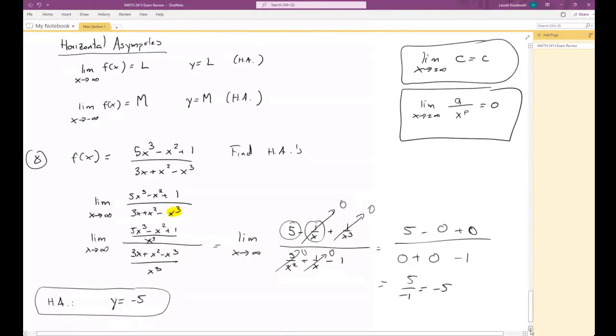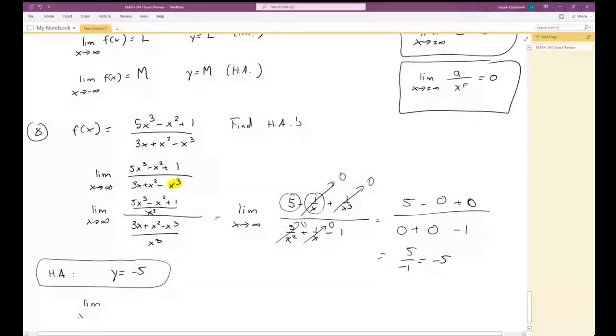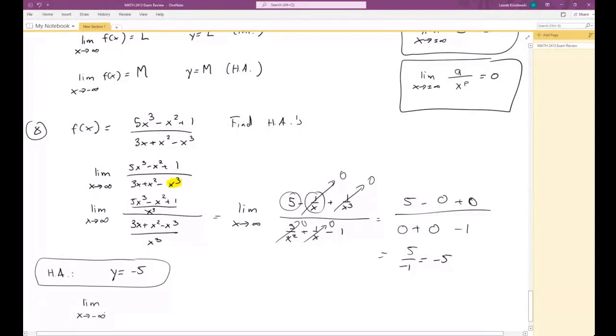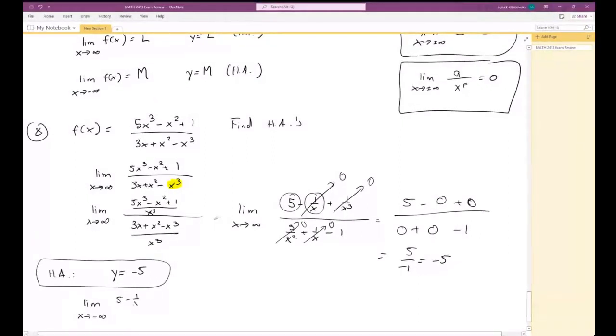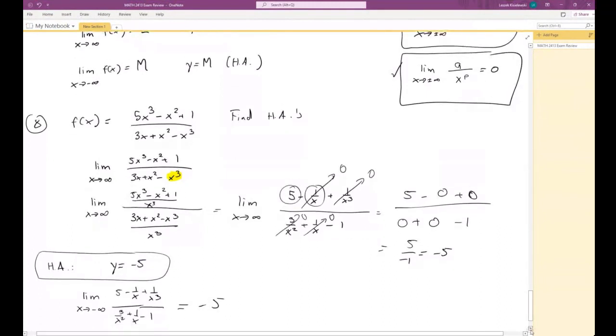All right, but are we done? Well, no. Never forget to check the other long-term behavior. So let's suppose x goes to negative infinity. However, nothing will change here, would it? Because it's a limit at infinity, so we'd still divide by the highest power of x, x cubed, we would still simplify and take the limit, take advantage of our special limit there. And you would still get negative 5. So that's a horizontal asymptote.